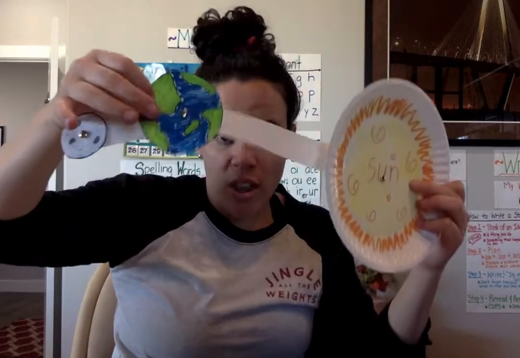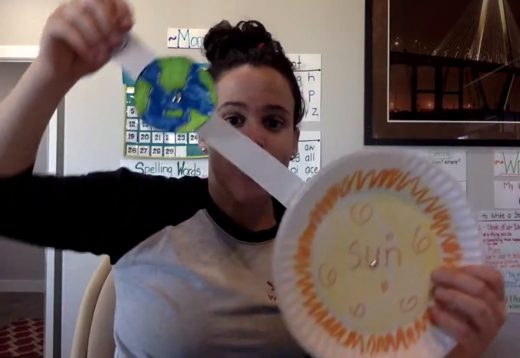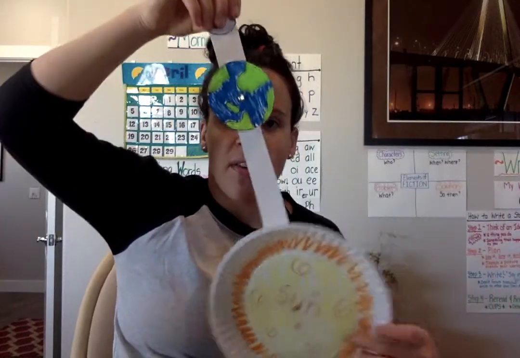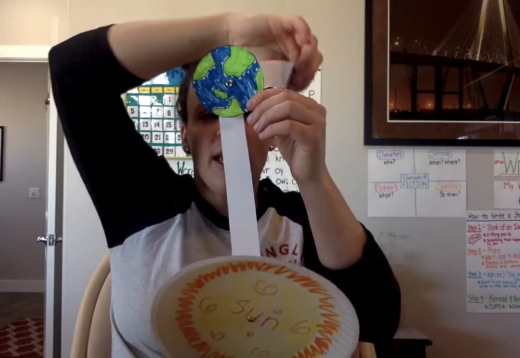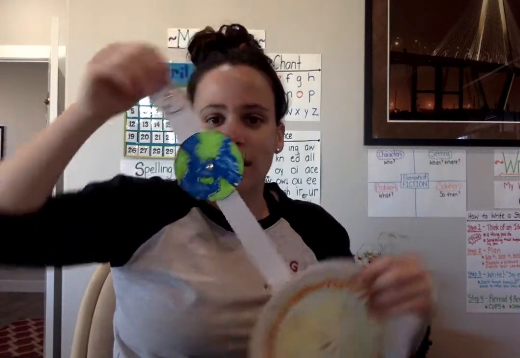So this side is facing the sun. That's daytime. This side is not facing the sun. That's nighttime. That's how we get our day and night, and that takes 24 hours for the earth to rotate around its axis. And then, like I said, as the earth is revolving around the sun, the moon is revolving around the earth, and it takes about 29 days.